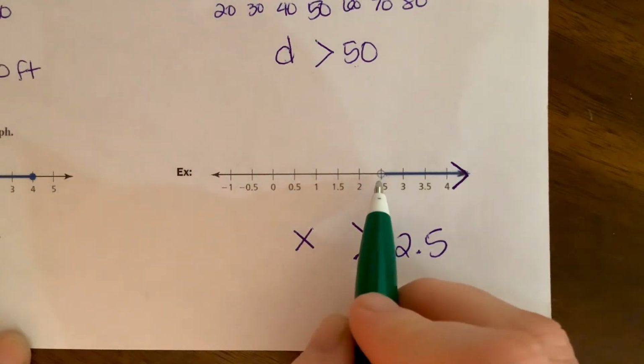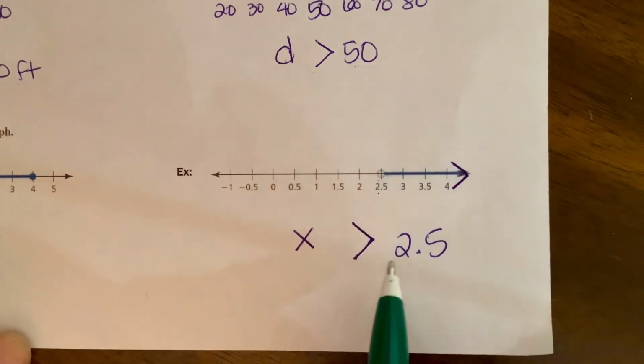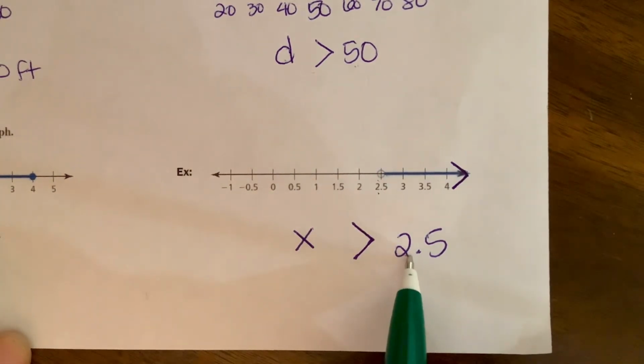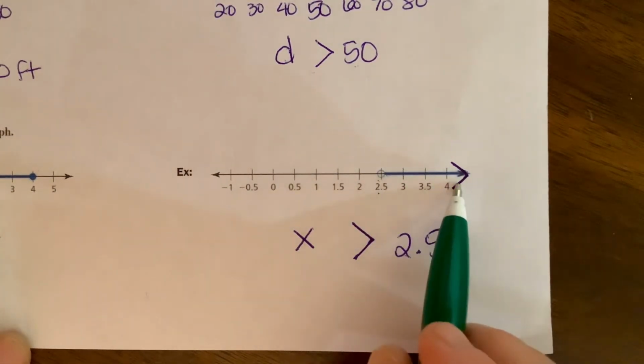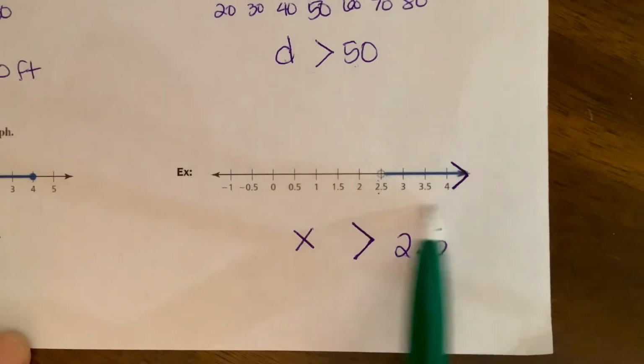And since I did not shade in the bubble, it's an open bubble, it means that x cannot be 2.5. It can be anything bigger than 2.5, but it can't actually equal 2.5. So I am not going to put the line underneath. So this is the inequality represented by this graph.